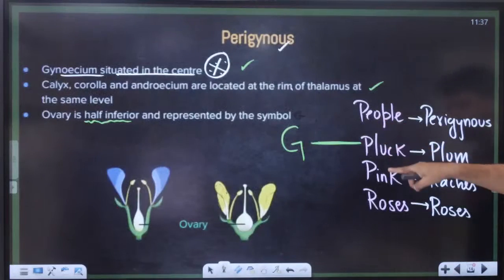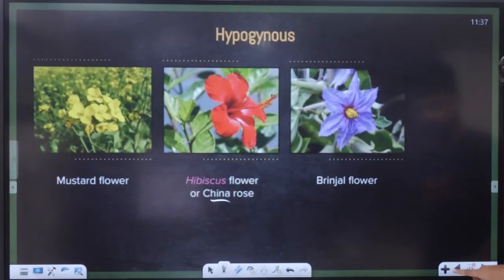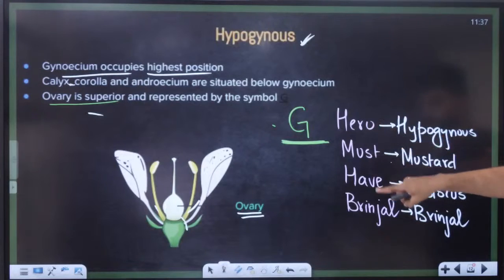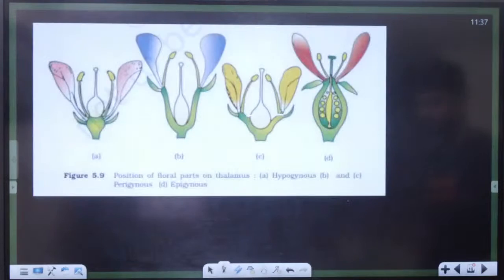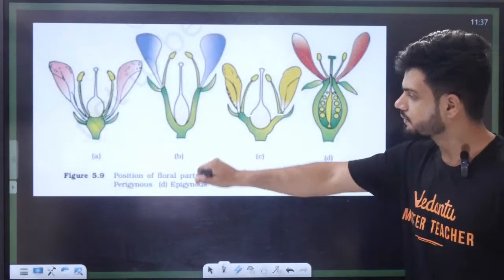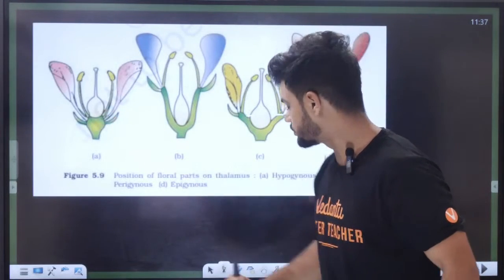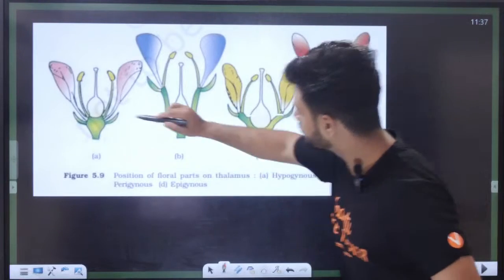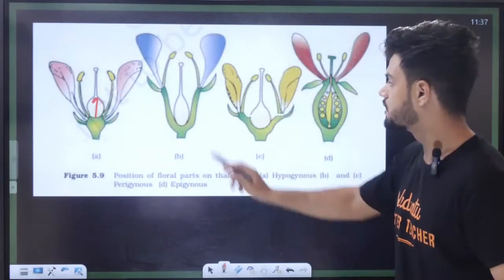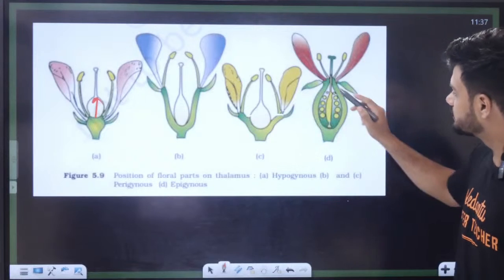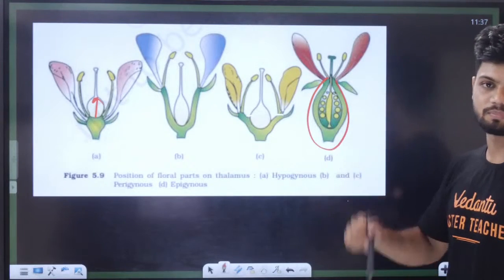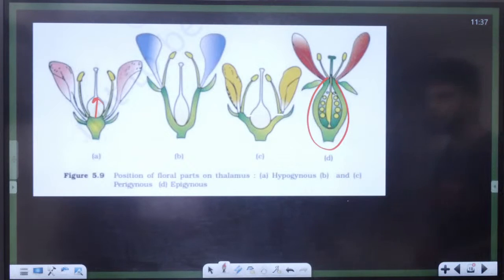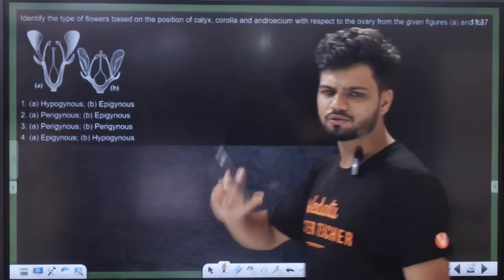So this is the trick for epigynous: Epic Sunny goes camping. Perigynous is People Pluck Pink Roses. Hypogynous is Hero Must Have Brinjal, to remember the examples. Done, students. This is the diagram given. This is your hypogynous, where the ovary is on the top. These two are perigynous. This one is completely covered. Can you see? The ovary has been completely covered by the other whorls. Epigynous.